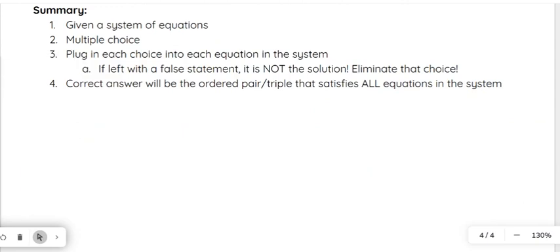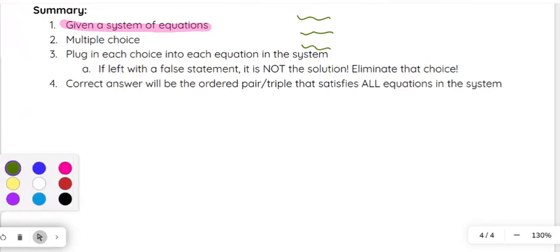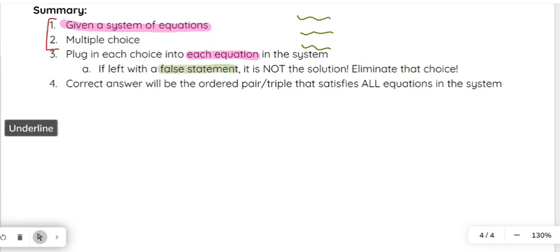So just a quick review, when we are given a system of equations, that's either going to be 2 equations with 2 variables, or it'll be 3 equations with 3 variables. And if it is multiple choice, so if those two things are given to us, a system and it's multiple choice, then we're going to plug in each choice, meaning each ordered pair or ordered triple, into each equation in the system. If we are left with a false statement, so that means if we are left with something like 4 equals 7, then that means it is not the solution and we would eliminate that choice.